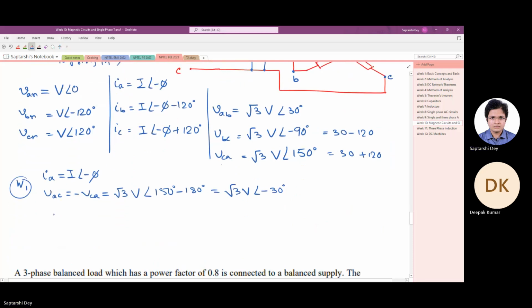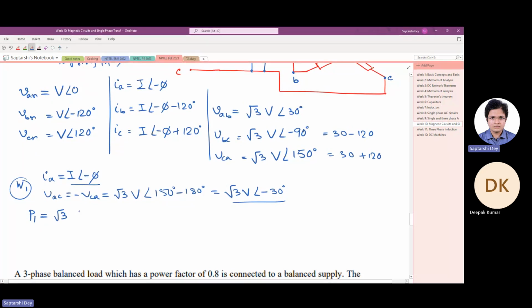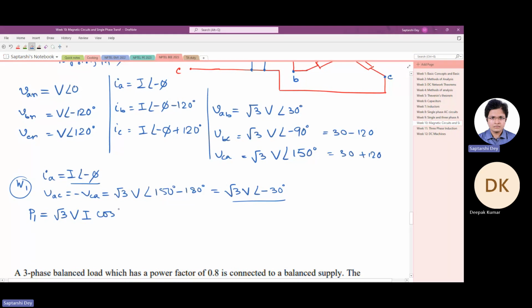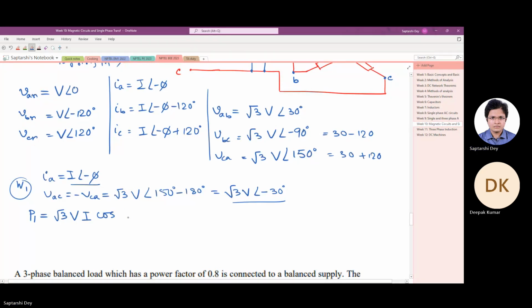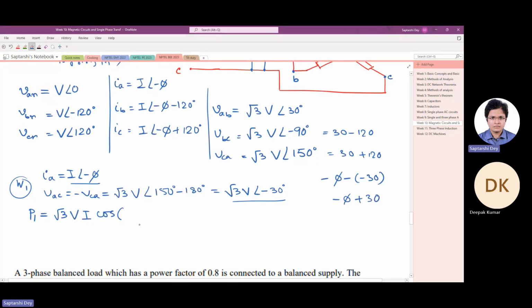So the power, instantaneous power, no, not instantaneous power, the active power. So the wattmeter is seeing this much current, I angle minus phi, and this much voltage. So the active power that it measures, P1, is simply Vrms Irms cos phi, cos of phi. So phi is the angular difference between the current and the voltage. So what is the angular difference? This is minus phi, this is minus 30. So the angular difference is, you can say, minus phi minus minus 30, that is minus phi plus 30. Since it is cos theta equals cos minus theta, I will write as cos of phi minus 30 degree. Any doubt?